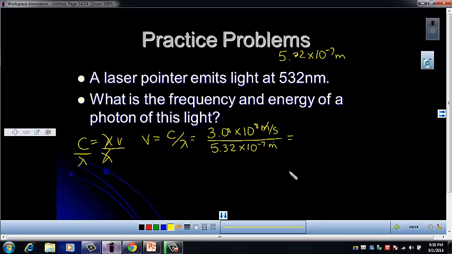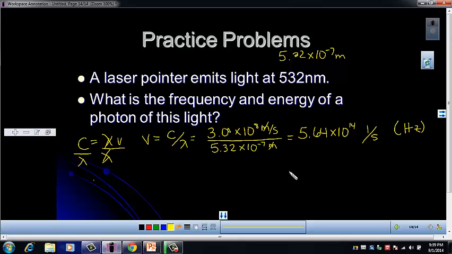Now let's watch what happens to the units here. The meters will cancel. Now remember that seconds is below the line. It's in the denominator. So our unit is going to be 1 over seconds. Pause and punch that into your calculator. And what I got for that was 5.64 times 10 to the 14th. Remember that 1 over seconds is the same as hertz. So if you see hertz in a problem, hertz is the same as 1 over seconds when it comes to your units.